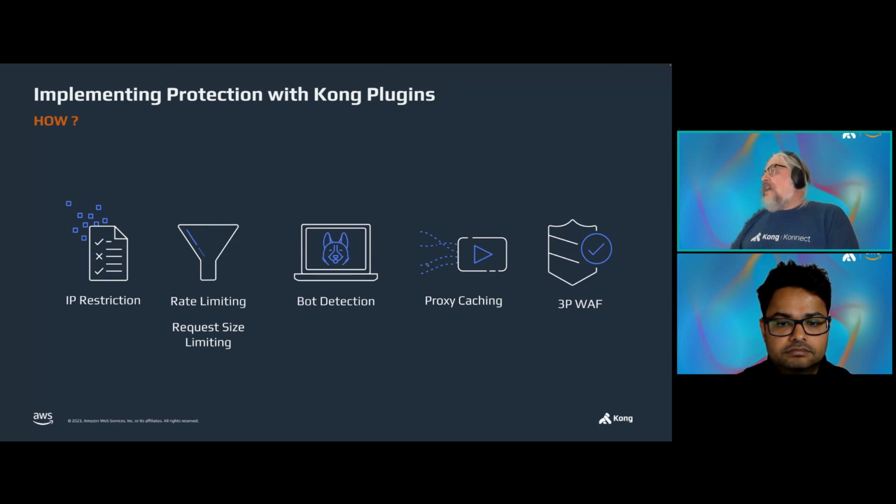Proxy caching, again, is related to security because once you cache the data coming from the upstream, somehow you are protecting your application sitting behind the gateway, because the gateway will be responsible for responding to the consumers without hitting the upstream sitting behind the gateway. And then, of course, the third-party WAFs. Again, I'm going to show AWS WAF and the Kong data plane playing together in a moment.